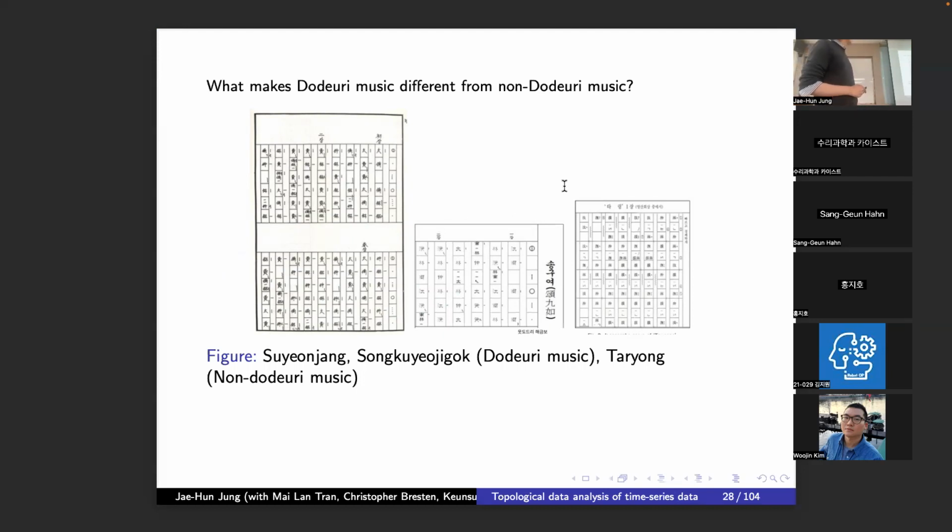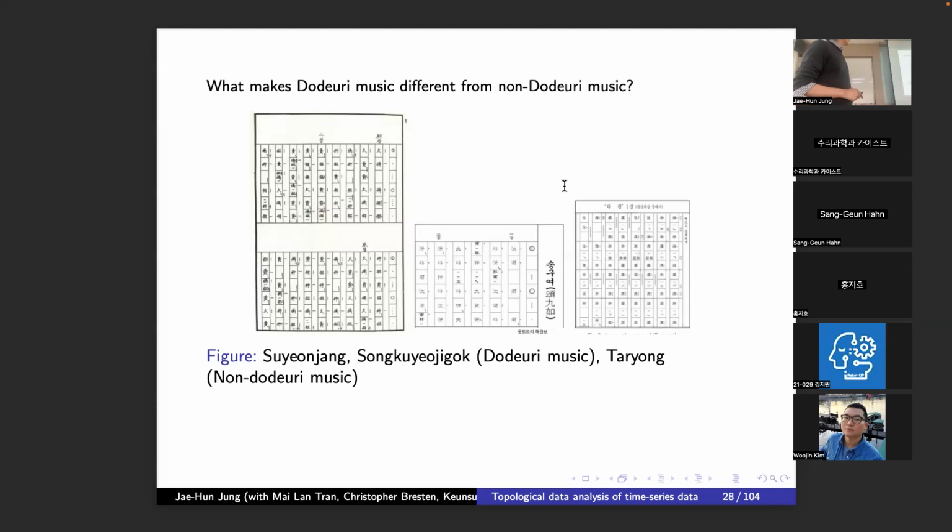Okay, so in Korean music, we have three different pieces of music. The first one is 수연장 지곡. This is the music piece that was played in front of a king. So this is a 수연장, and the second one is a 송구여 지곡.